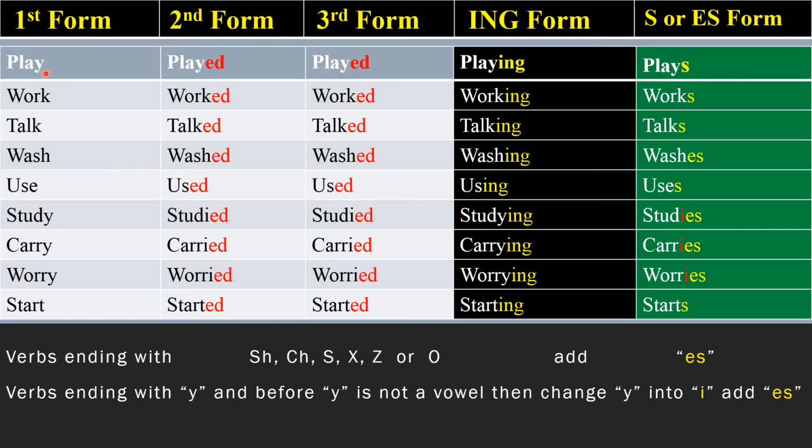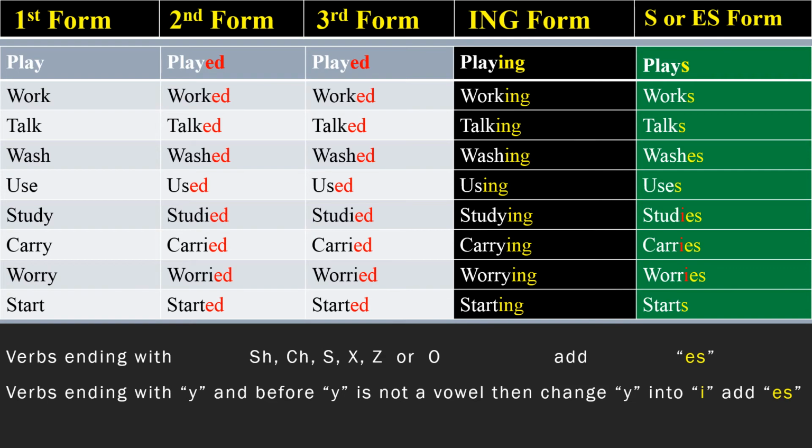If you look at the first verb, here is y, but before y is a vowel, so y would not change into I. Ed is added to make the second form, right? And ed is added to make the third form, and then only s is added to make the s form of the verb play. But in these, y changes into I and es is added, y changes into I and ed is added, and regular verbs means that they all carry ed in their second and third form. They are ending with ed. Remember this.